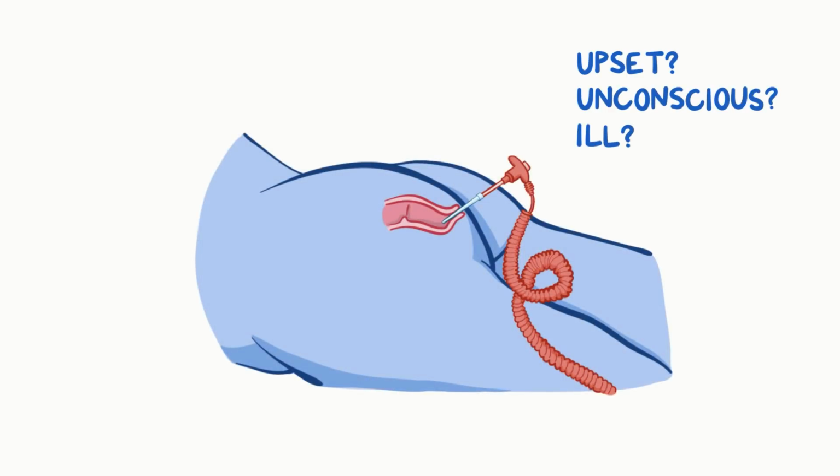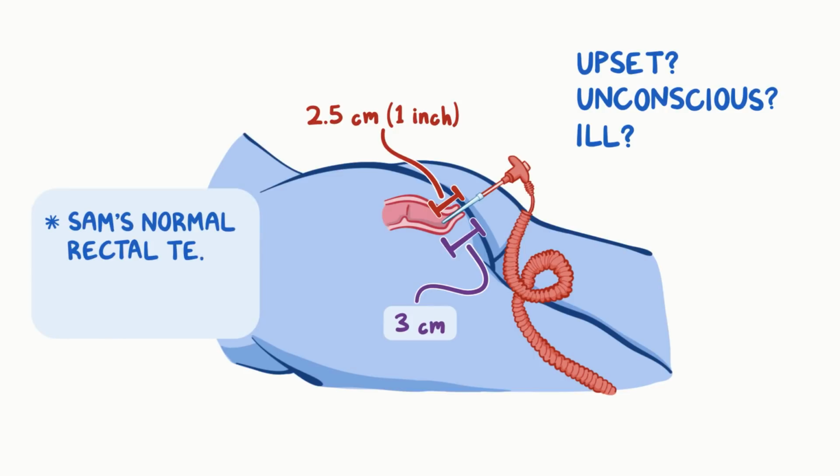Is Sam upset, unconscious, or ill? Insert the lubricated red-tipped electronic probe 2.5 centimeters or 1 inch into his rectum. Don't go further. Sam's colon curves posteriorly at 3 centimeters. Sam's normal rectal temperature is higher than an adult's.